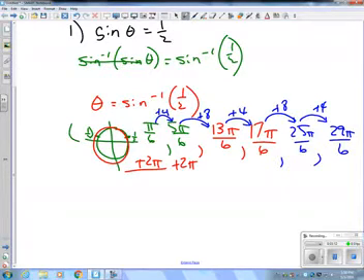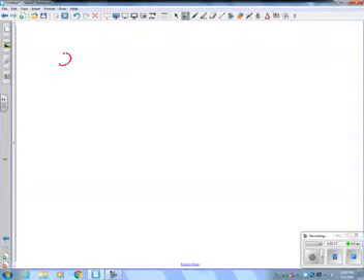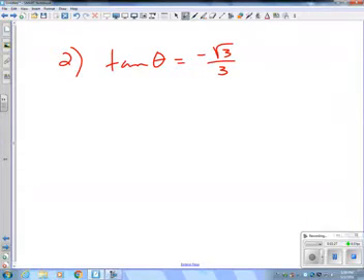Let's try another trig problem. So in question number 2, let's try tangent, because tangent always seems to take a little bit more work. First of all, this tangent has been rationalized. I can tell that because the square root on top has the same number as the denominator. So let's unrationalize it so we can find it on the unit circle.